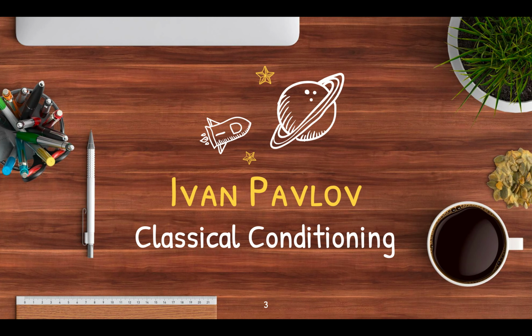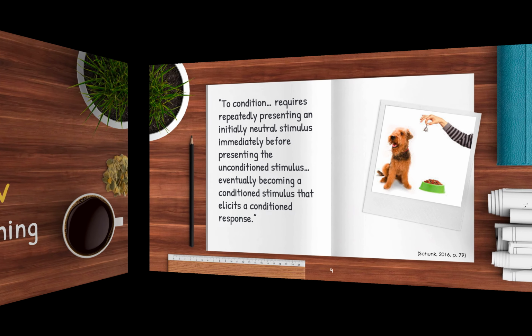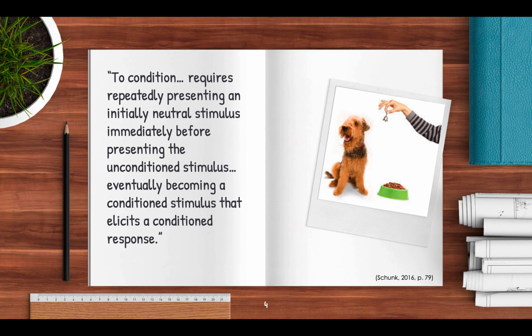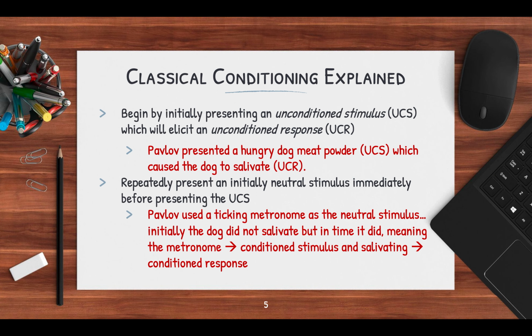Beginning with Pavlov's classical conditioning theory. Here is a quote from the text. To explain classical conditioning, you begin by initially presenting an unconditioned stimulus, which will then bring out an unconditioned response. When Pavlov did this, he presented a hungry dog with some meat powder, which is the unconditioned stimulus, and then that made the dog produce saliva, which is the unconditioned response.